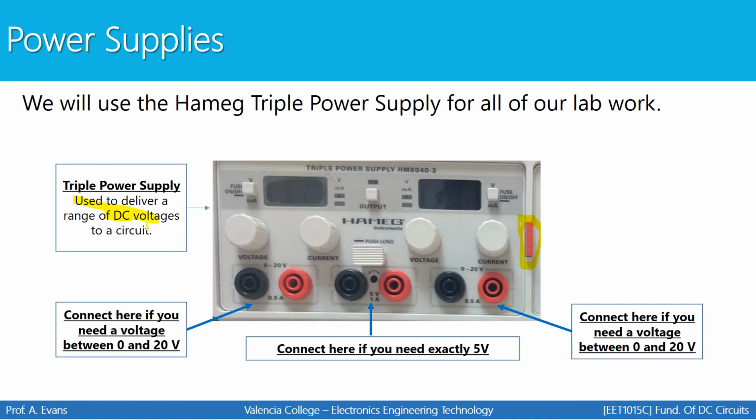So in the lab, you'll set this power supply to a certain voltage level, and then it'll stay at that level for the duration of the lab. And you can manipulate that with changing the knobs, like here.